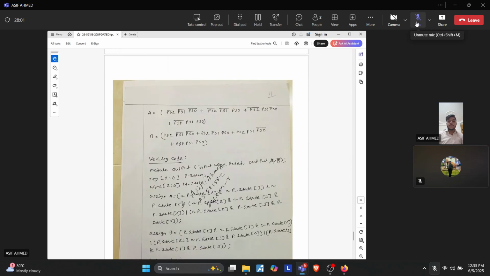We have calculated the A and B SOP expressions, and we have written the Verilog code by seeing these A and B SOPs, using these simple expressions to write the Verilog code.